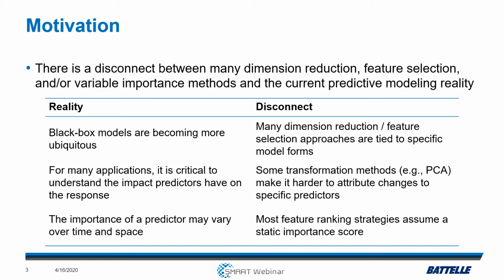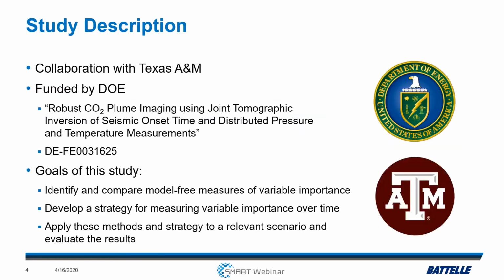If you have some kind of time or even space-dependent response, how do you even think about the importance of a predictor when it might change depending on time and space? Many or most strategies that I can think of are assuming a constant or static importance of a feature. So just some background on this project.